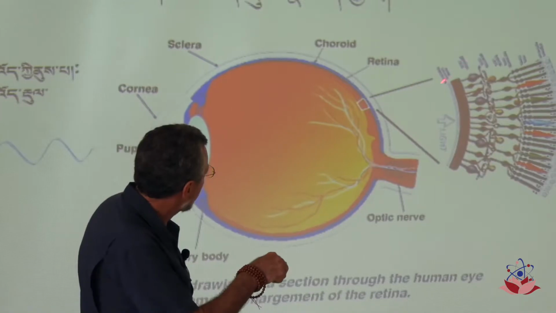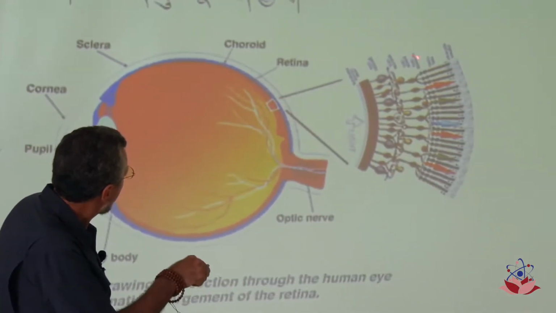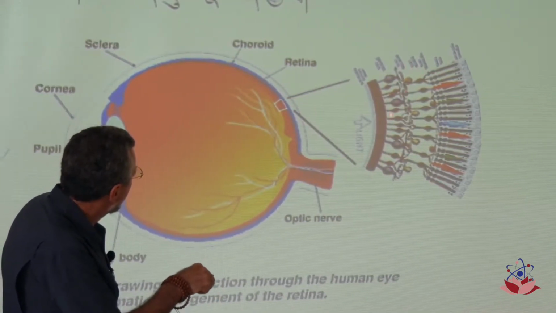And so if we look at the blow up of the retina, you can see that there are many neuronal types.